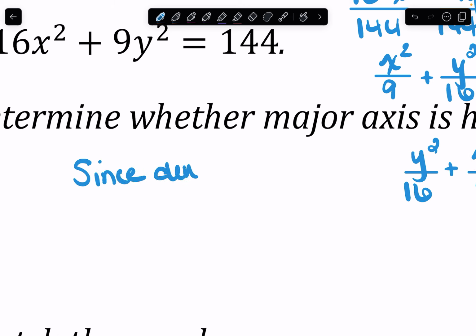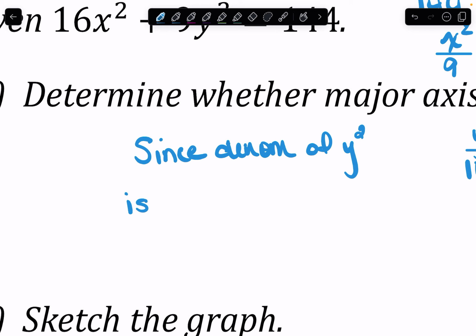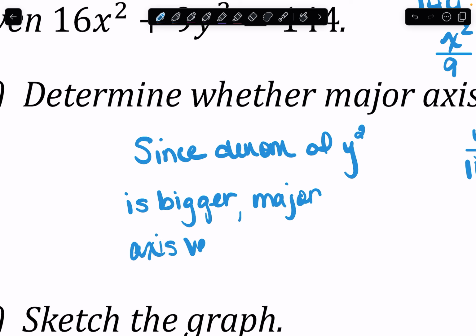So I'm just going to put, since the denominator of y squared is bigger, our major axis is vertical, so that way you've got a reason for it. All right, sketch the graph.